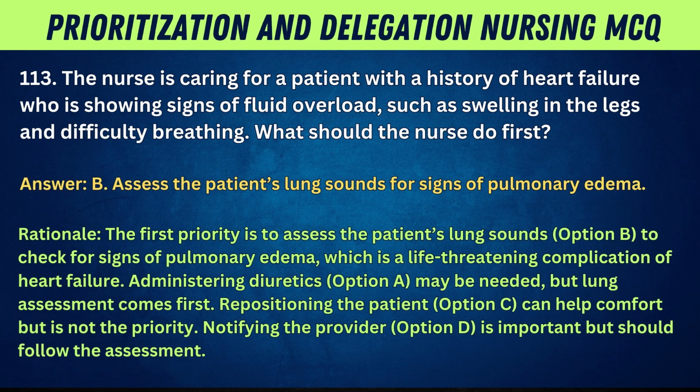Answer. B. Assess the patient's lung sounds for signs of pulmonary edema. Rationale. The first priority is to assess the patient's lung sounds, option B, to check for signs of pulmonary edema, which is a life-threatening complication of heart failure. Administering diuretics, option A, may be needed, but lung assessment comes first. Repositioning the patient, option C, can help comfort, but is not the priority. Notifying the provider, option D, is important, but should follow the assessment.